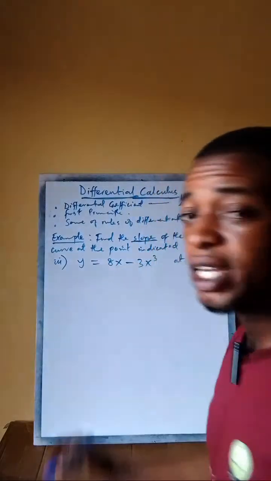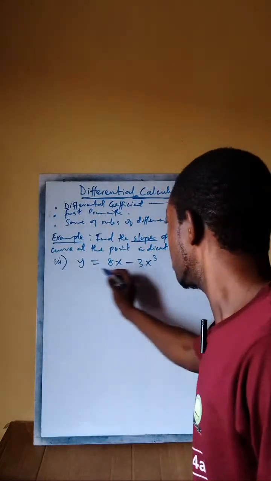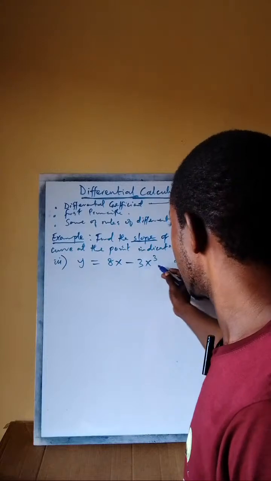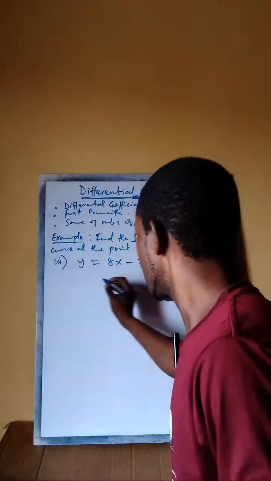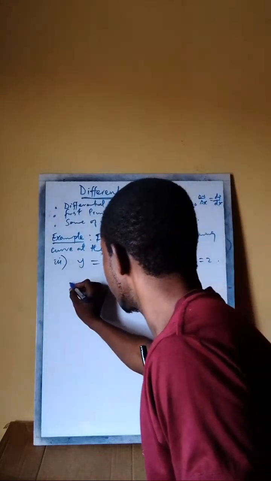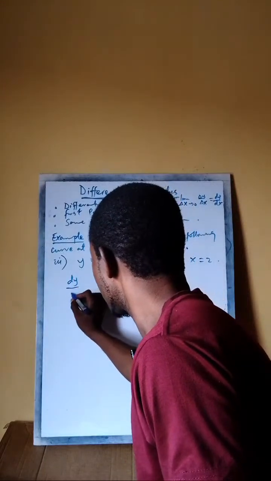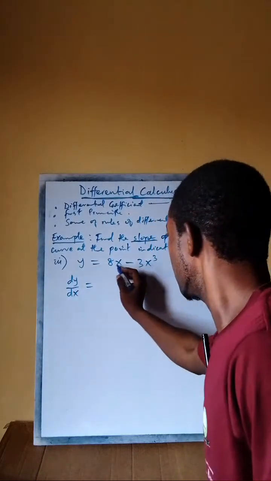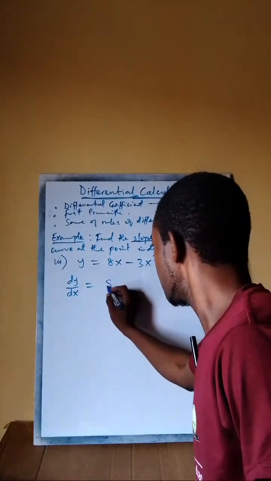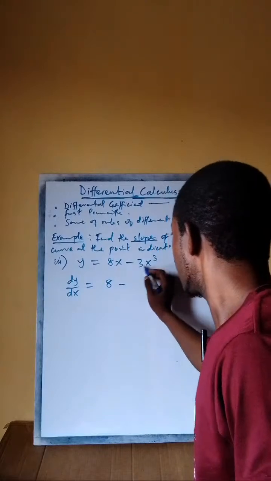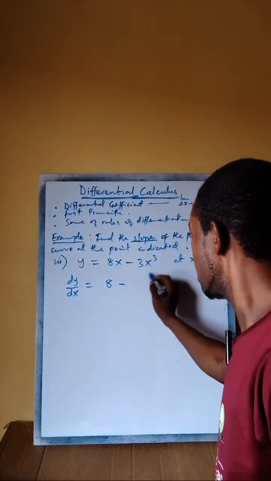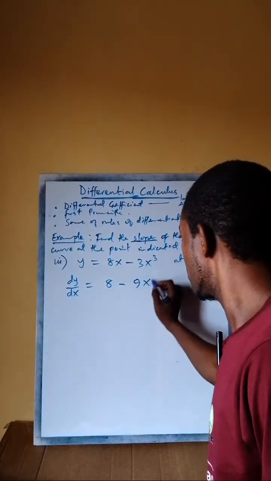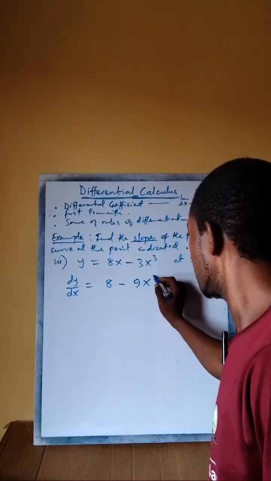Now, also we find the slope of this curve, y equals 8x minus 3x cubed at x equals 2. The slope we are finding is the same thing as dy/dx. When we differentiate this function, the derivative of 8x is 8, then minus 3 times 3, that's 9, then x raised to power 3 minus 1, that's 2.